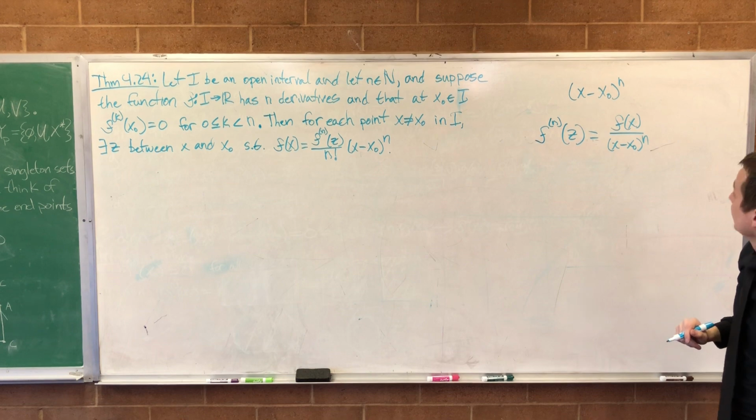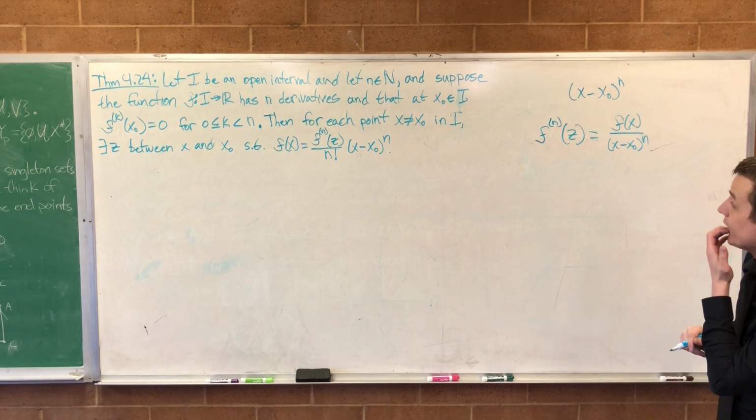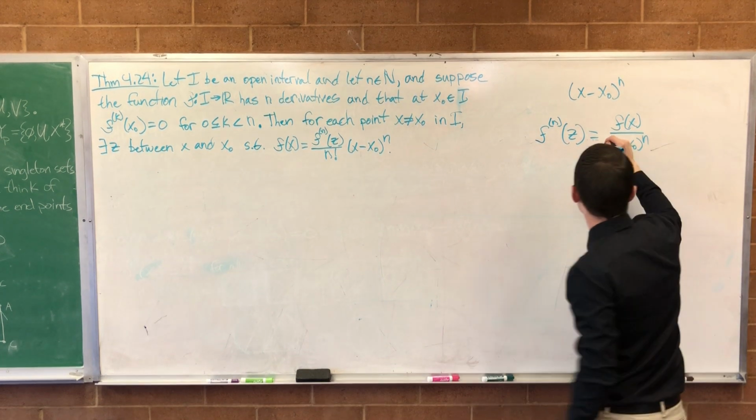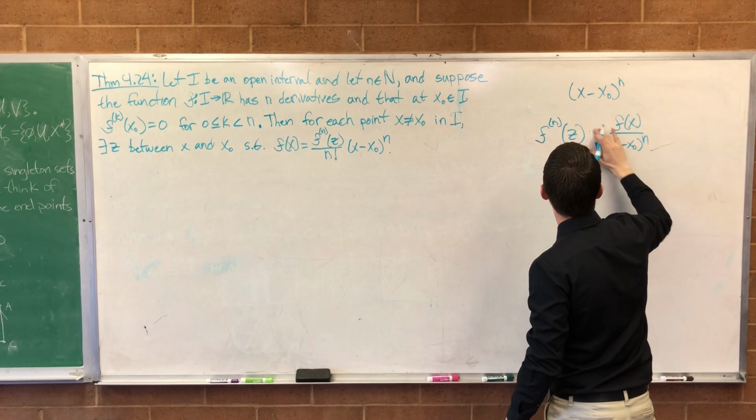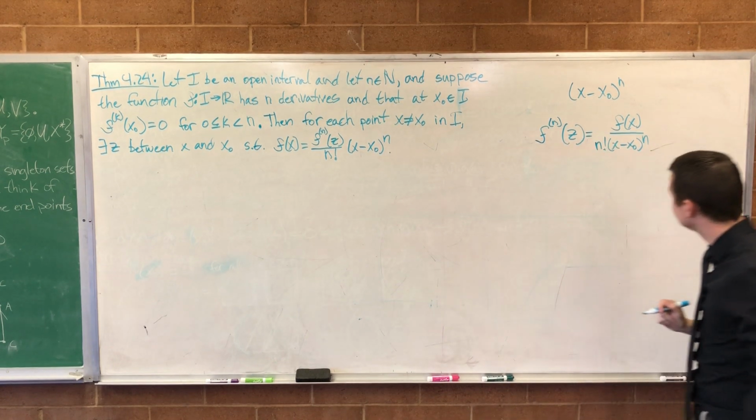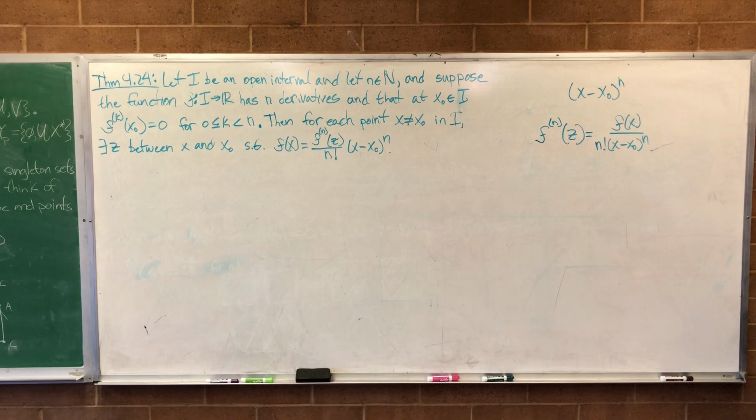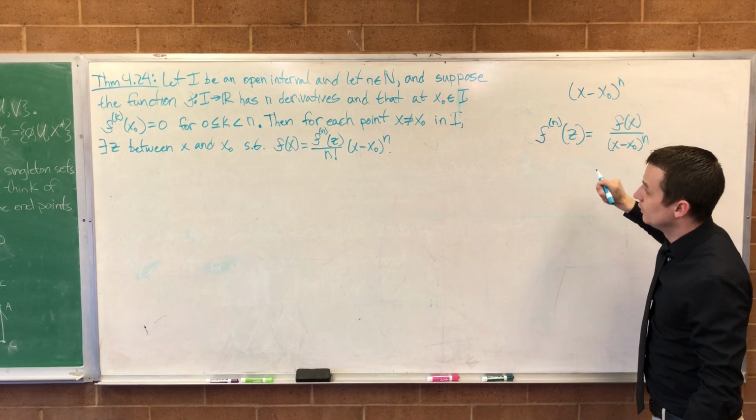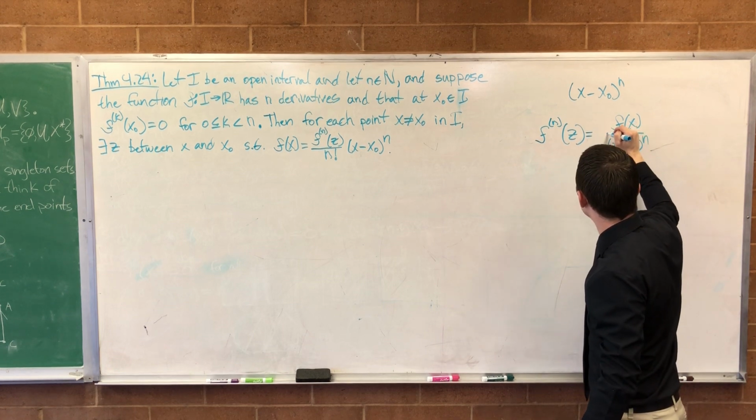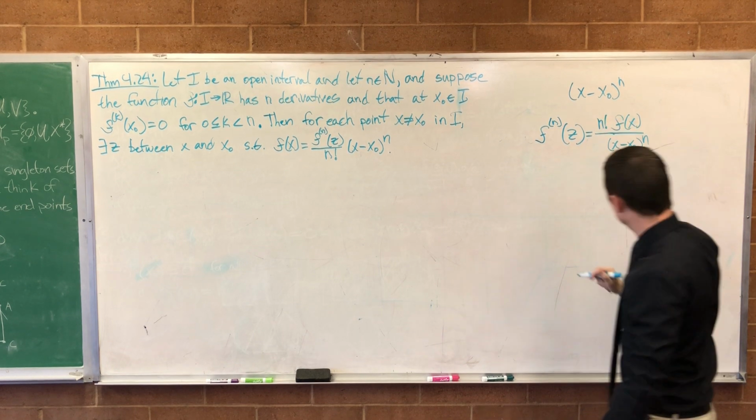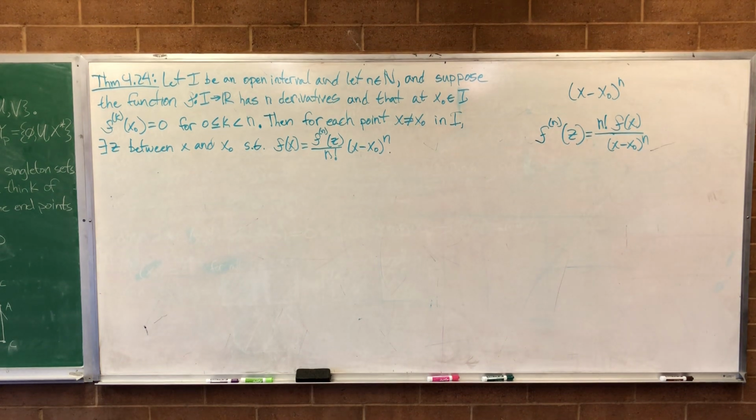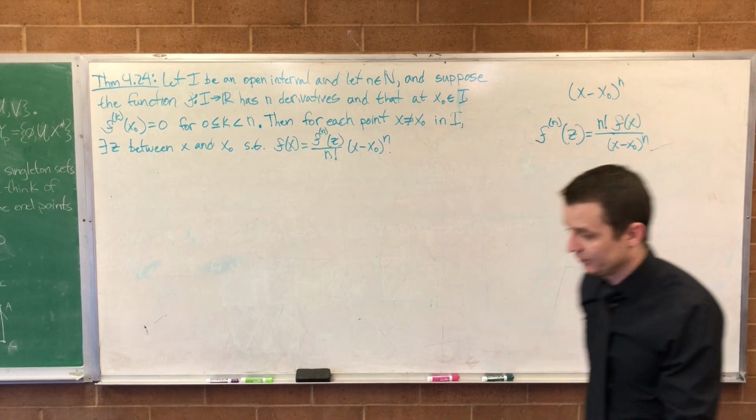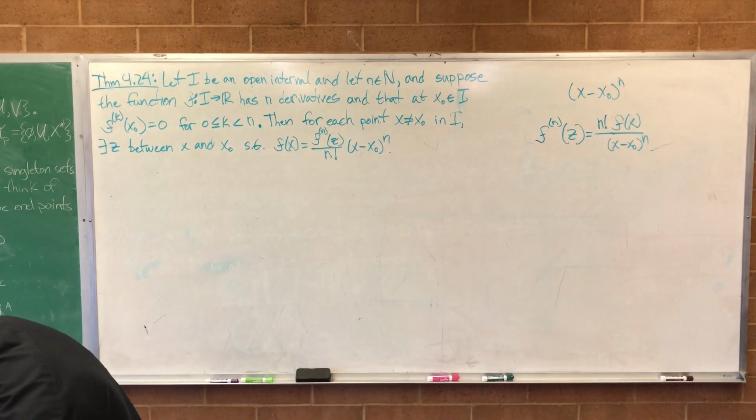I'm missing an n factorial. That should be in the denominator down here. N factorial, right? Did I do everything right? No, it should be on the other side. It should be in the numerator. Yeah. The one that we took n derivatives of. Yeah, I think that's right. Okay.